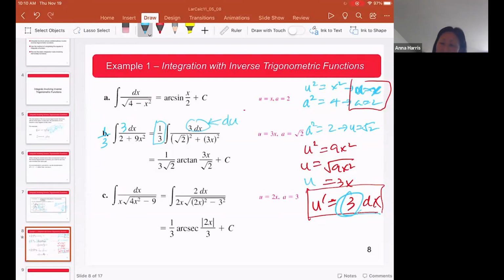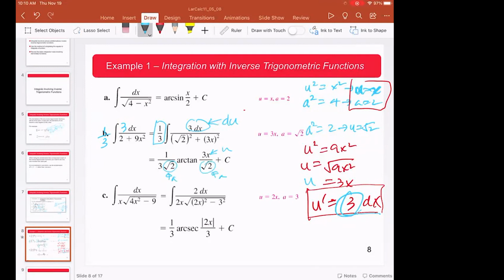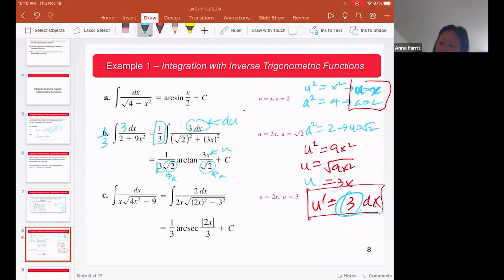All right, so now after that, we just simply plug into our formula. So the formula is 1 over a, this is your a, and that's your u. So just plug into your formula, and that's it. All right, so does everybody understand where this 3 came from? This 3 came from this. U prime is 3x. So that's why you have to multiply by 3 and divide by 3 here.